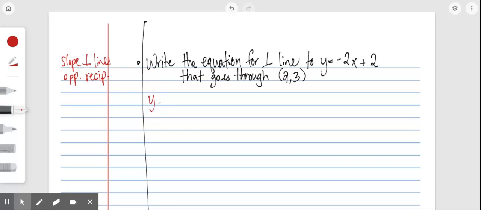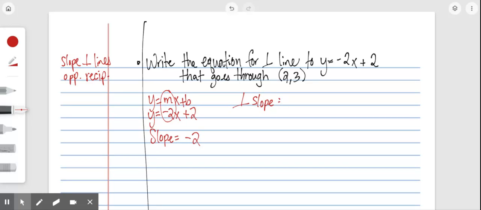So first thing I'm going to do is the same first thing that I did on the last one. I take y equals mx plus b and y equals negative 2x plus 2 to find the slope. Okay, so the slope is negative 2. Okay, so then I need to find the slope of the perpendicular line. Perpendicular slope.